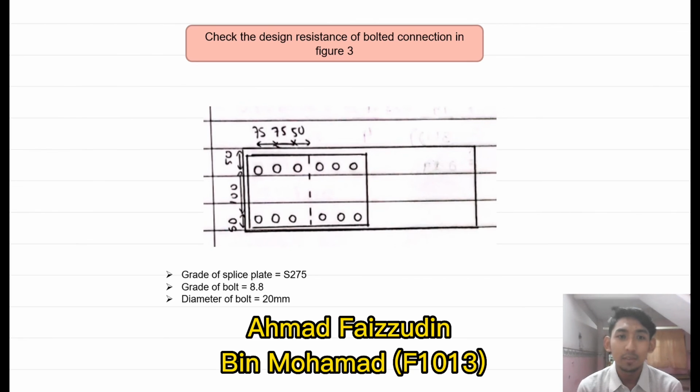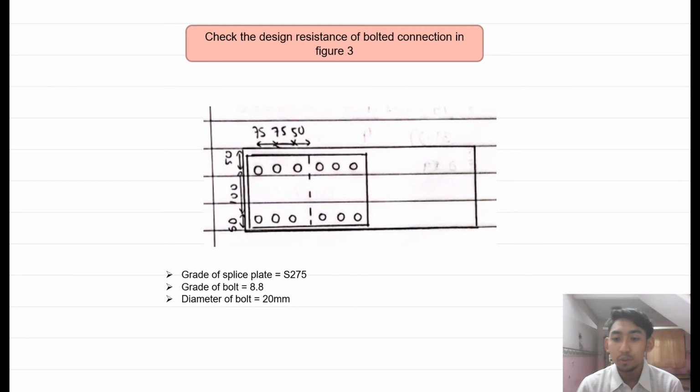Hi, my name is FAIZZUDIN. My registration number is F1013. So today I will continue this presentation about checking the design resistance of the bolted connection in figure 3. This is the diagram of the splice plate. The grade of the splice plate is S275. The grade of the bolt is 8.8 and the diameter of the bolt is 20 mm.